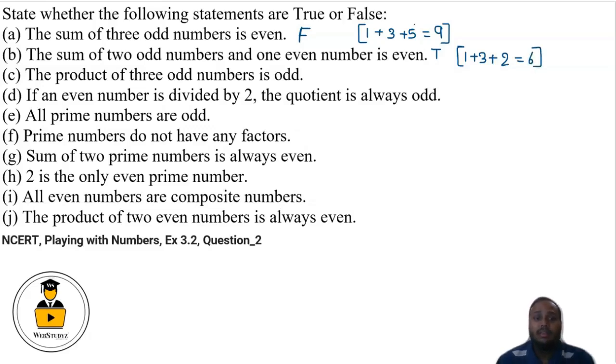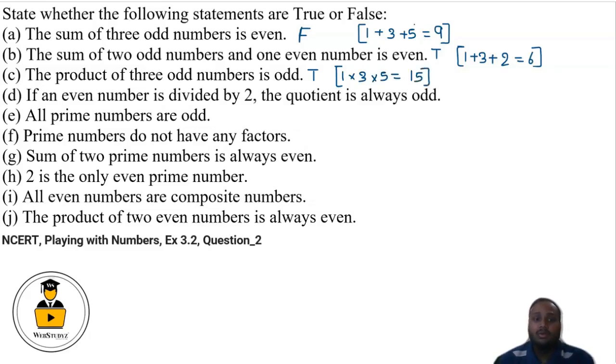Fine. Next it is said the product of three odd numbers is odd. So this is also true. Let us take an example to solve this also. So I can take three odd numbers. So 1 into 3 into 5. 1 into 3 is 3. 3 into 5 is 15, which is odd.